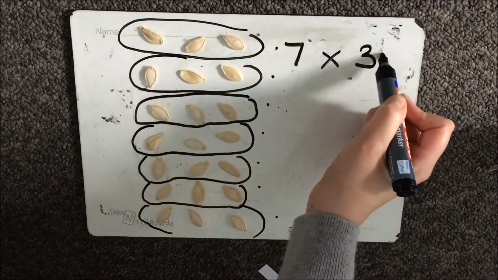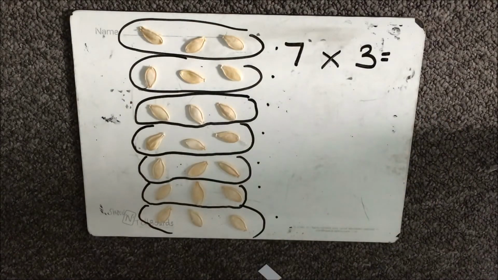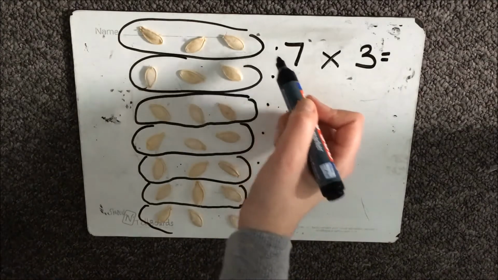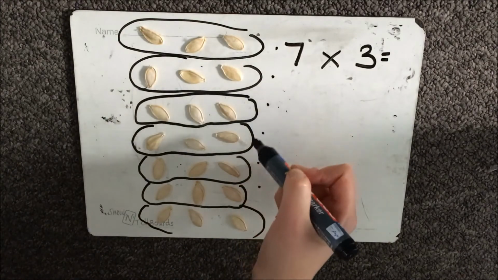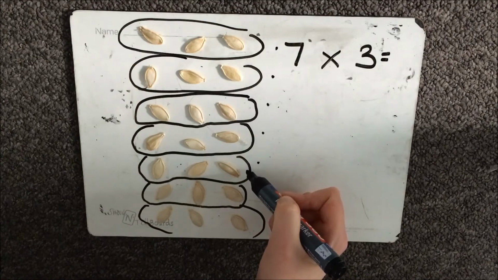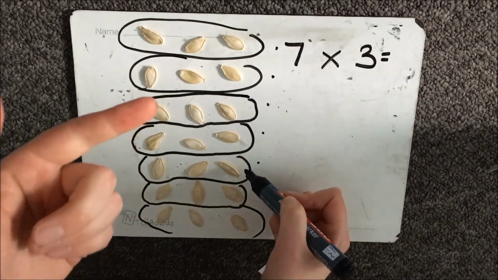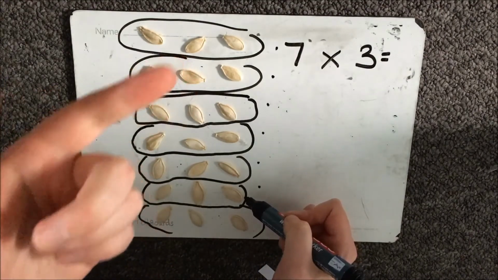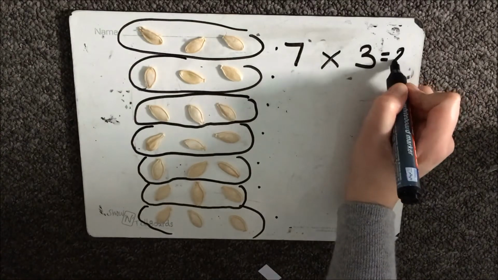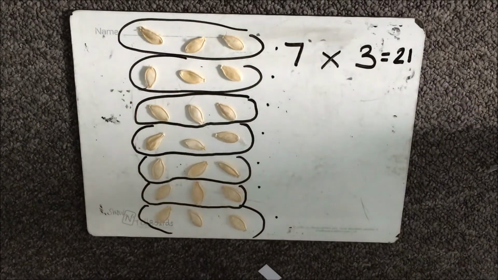7 rows of 3. Let's count. Off we go. 3, 6, 9, 12, 15. What comes after? 16, 17, 18, 19, 20, 21. So I could do it as 7 times 3 is the same as 21. Is there another way I could do it?